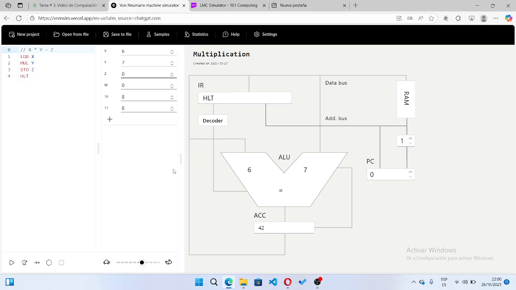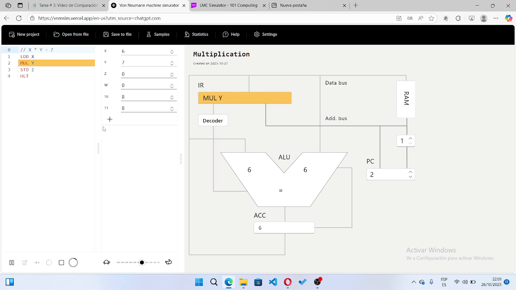When we start the simulation, the processor begins reading from memory. Remember, in this architecture, both the instruction and the data are stored together in the same memory. So we execute step by step. So I start the simulation. The CPU fetches an instruction, for example, load x. Then it reads the value of x, which sits in the same memory area.